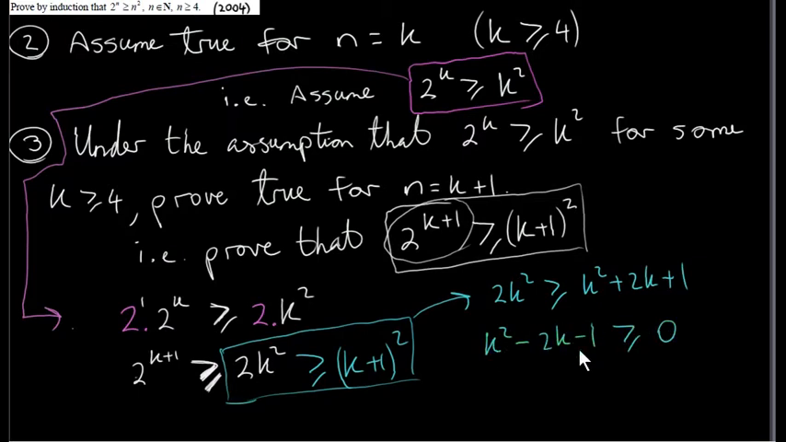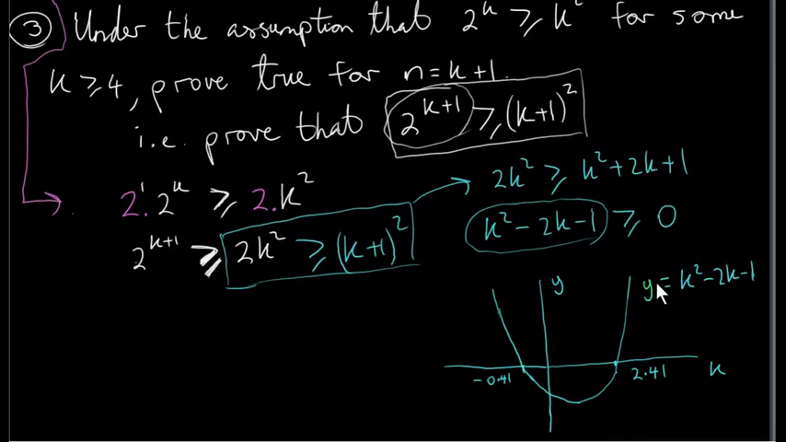Often you try to look at this thing and see if it's a perfect square. And if it's a perfect square, then it's definitely greater than or equal to 0 for all values of k, actually. But actually, this is not a perfect square. The factors of it are not equal. So here's the graph of y equals k squared minus 2k minus 1.